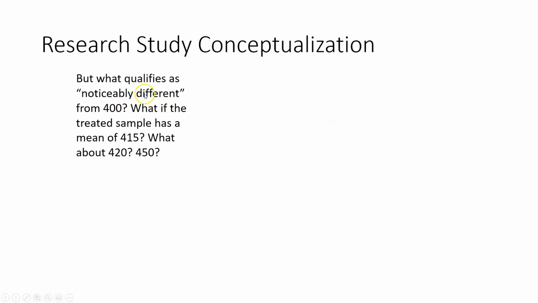But what qualifies as noticeably different from the mean of the population at 400? What if you treated your sample and it was 415? What if the mean of the sample was 420 or 450? We need some kind of standardized measure to define what is extreme or what is noticeably different, so that when we look at the sample, we can say reliably, this is different from the population. Or, in other words, our treatment actually did something.